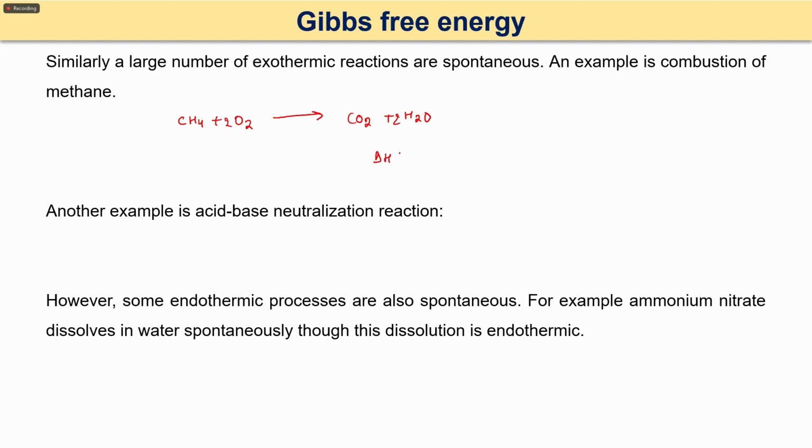Here, delta H naught, that is the change in enthalpy of reaction, is equal to minus 890.4 kilojoule per mole. The minus sign shows that this is an exothermic reaction. If this reaction is exothermic, that means the reaction is spontaneous. So the combustion of methane is a spontaneous process.